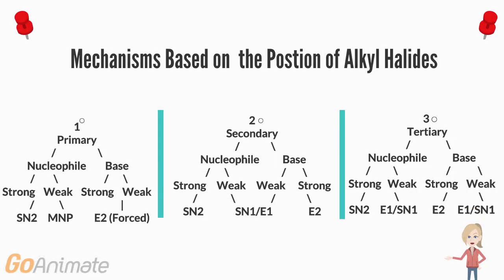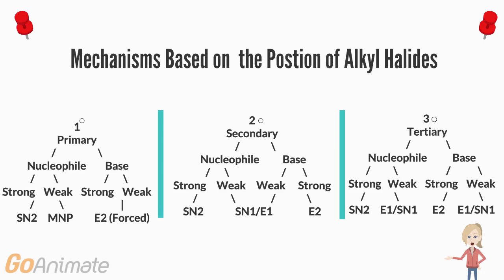To begin, let's discuss what would happen if you are working with an alkyl halide in the primary position and it reacted with a strong nucleophile. As you can see here, the reaction will favor an SN2 mechanism because the halogens connected at the primary positions will break off more readily, causing the reaction to occur rapidly.